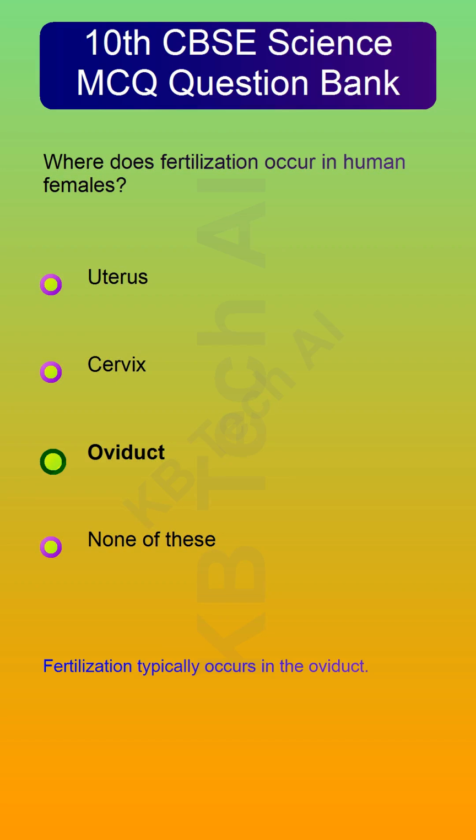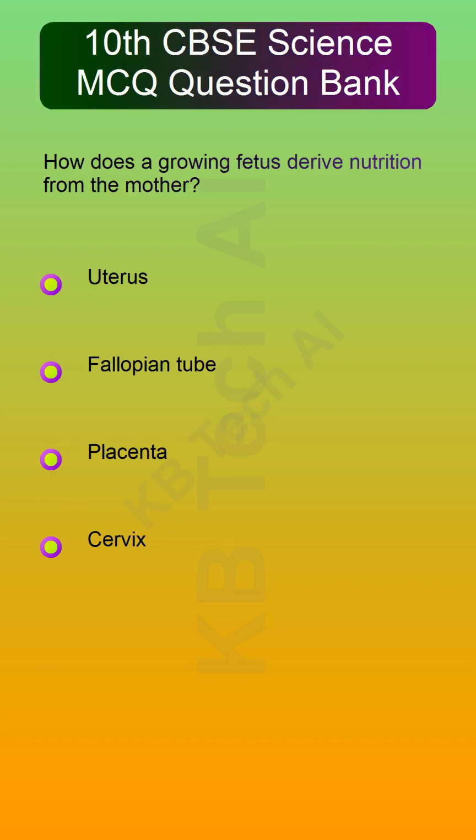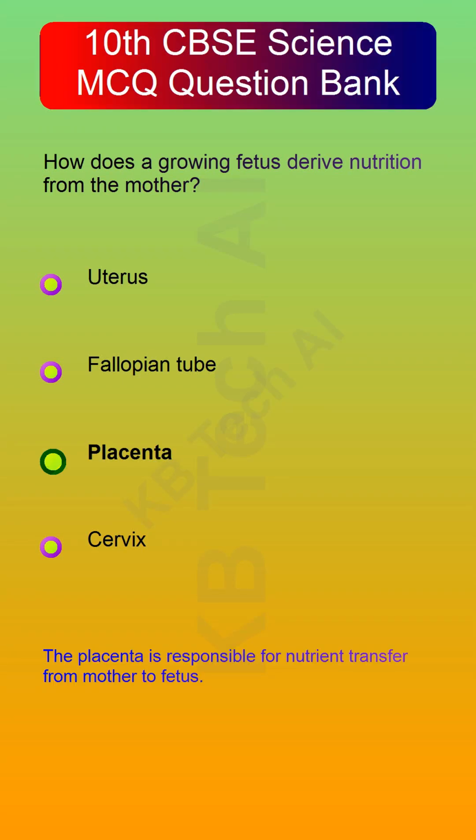The answer is, option 3, oviduct. How does a growing fetus derive nutrition from the mother? Option 1, uterus. Option 2, fallopian tube. Option 3, placenta. Option 4, cervix. The answer is, option 3, placenta.